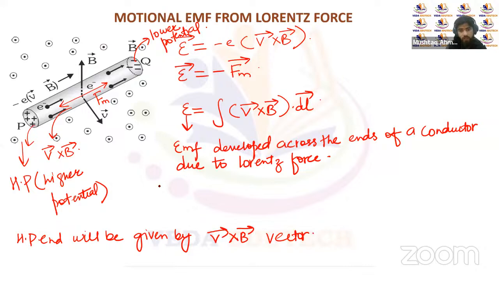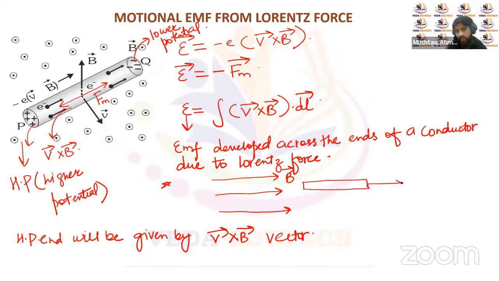Now let's suppose that we have a conductor. Let's suppose that the magnetic field is directed along this direction, right? This is the direction of the magnetic field. And in this region, we have this conductor or a rod of length L, and this rod is moving along this direction with speed v, right? So we have to find the motional EMF developed in this rod, or the potential difference across the two ends of this rod.